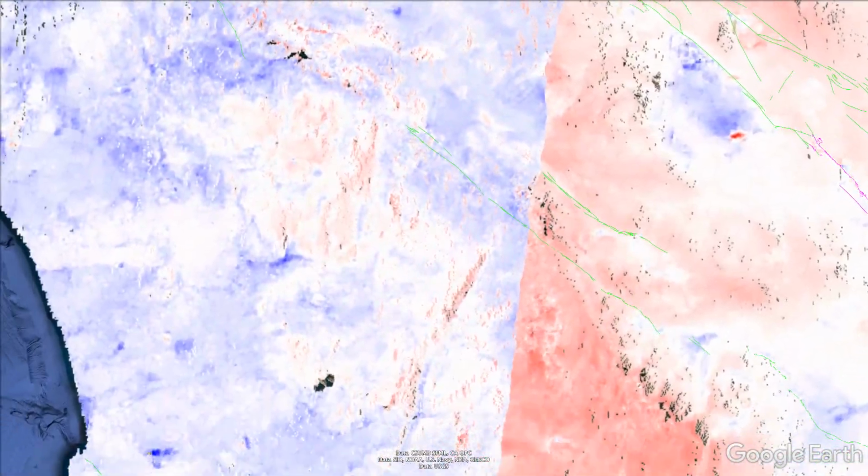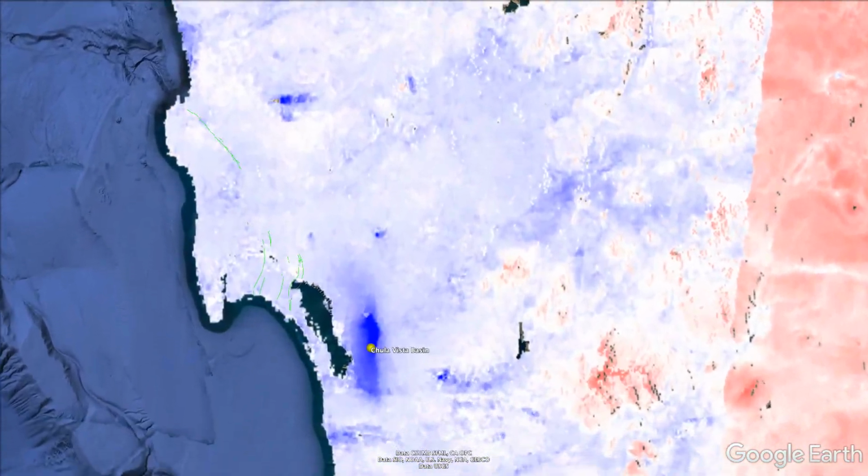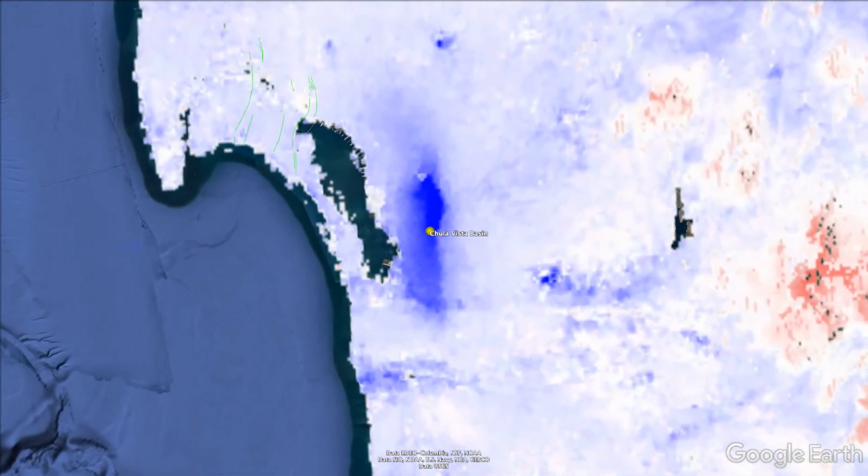Finally, we note a zone of subsidence in the Chula Vista Basin just south of San Diego, that is perhaps due to depletion of groundwater.